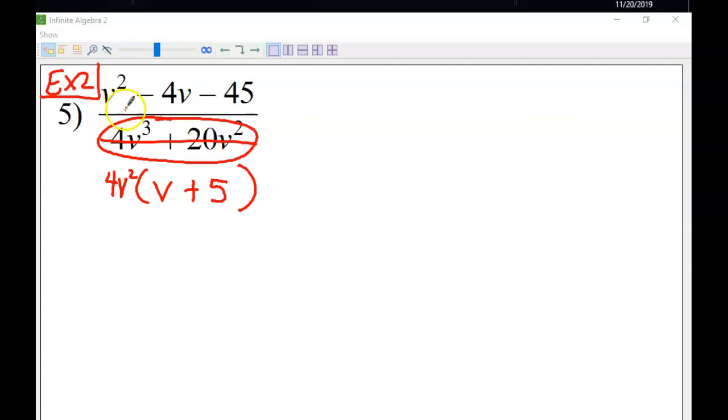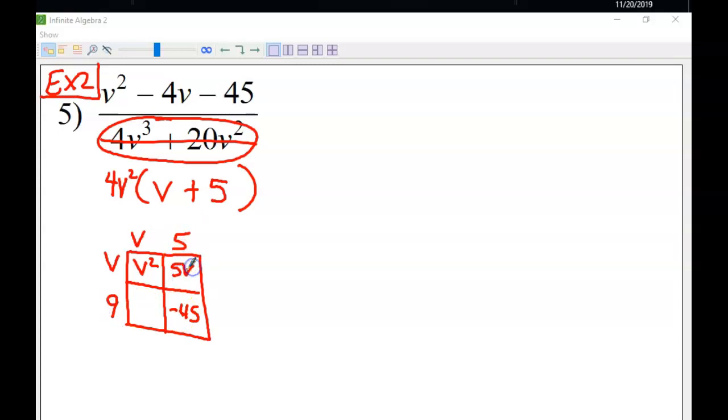Is there a GCF here? No. But it's 3 terms. How do you factor something with 3 terms? Use the box method. So let's do that. I'm going to work that out here real quick. When you have 3 terms, the first term goes in the top left, last term goes in the bottom right. We look for 2 numbers that multiply to make v squared, and we look for 2 numbers that multiply to make 45.